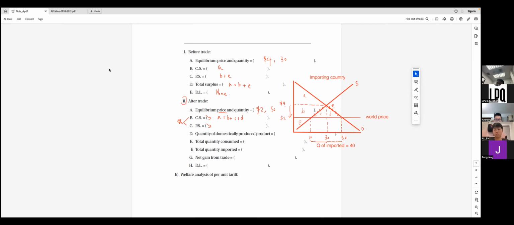Then where is the producer surplus? Producer surplus is an area above the supply curve, below the market price line, on the left-hand side of the quantity, but the quantity now is 10 units, because a domestic producer can only produce 10 units. So the supply curve, the price line, the quantity, so only E.